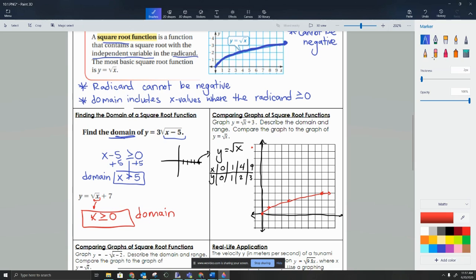So they want us to compare this to y equals the square root of x plus 3. So let's see what that plus 3 is going to do here. So y equals the square root of x, and then the plus 3 is outside of that radicand. So we're not concerned with it. So we're just going to pick the same numbers for x. It's not affected by that plus 3. So we'll just do 0, 1, 4, 9.